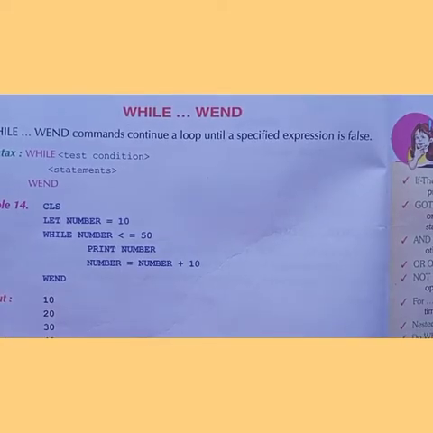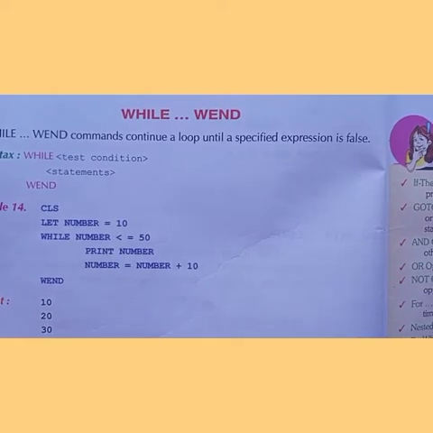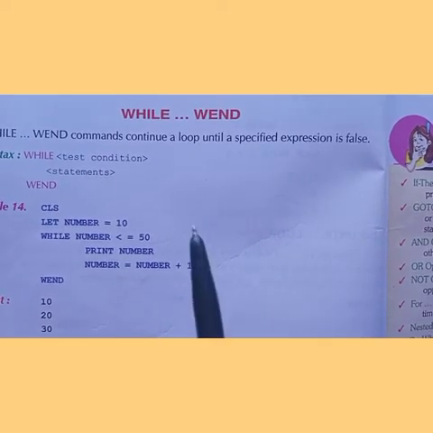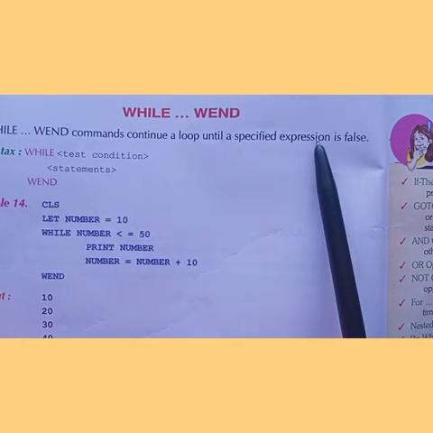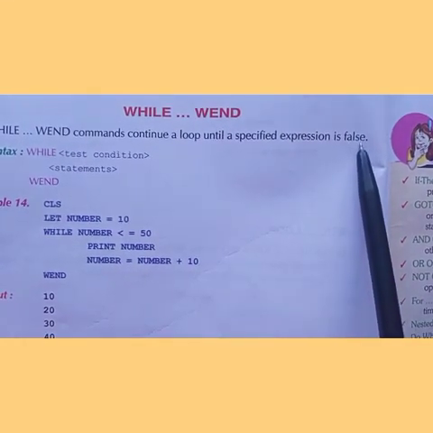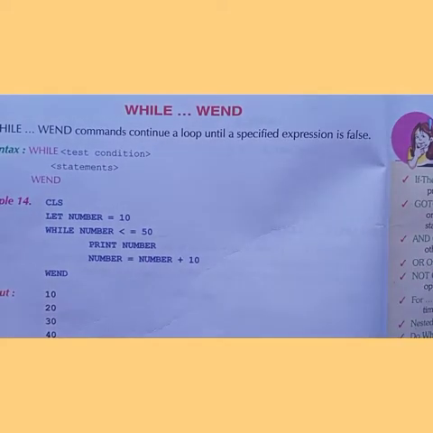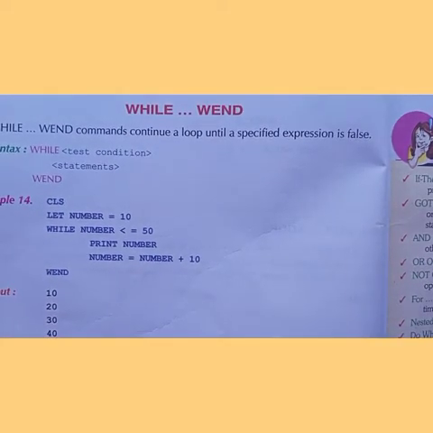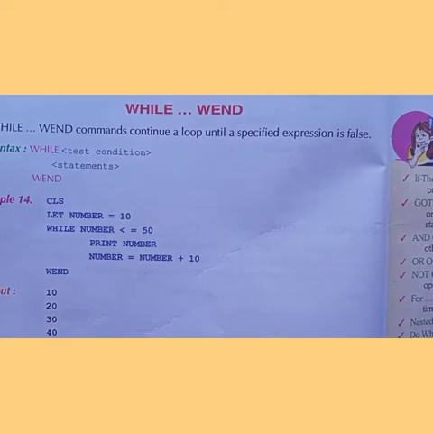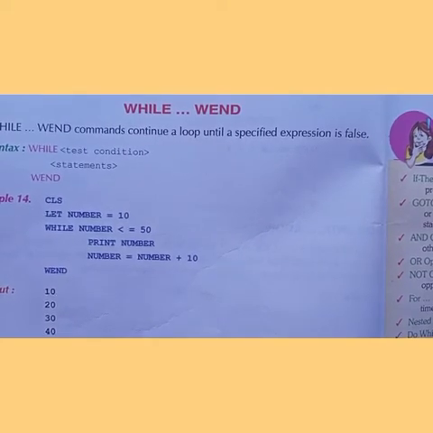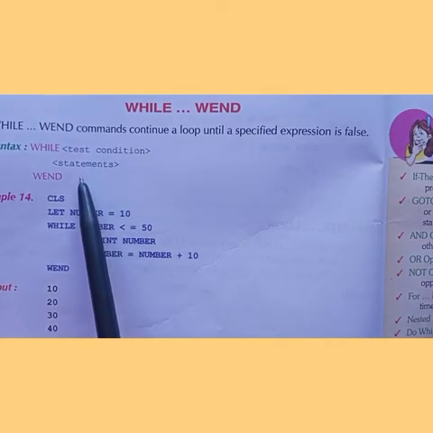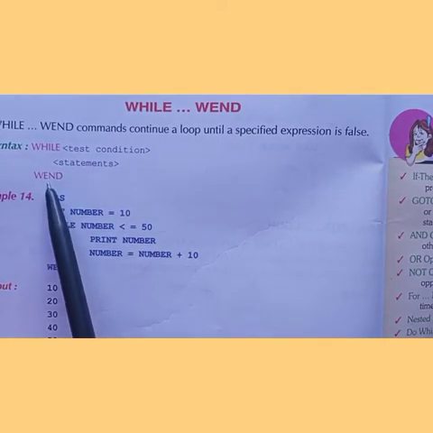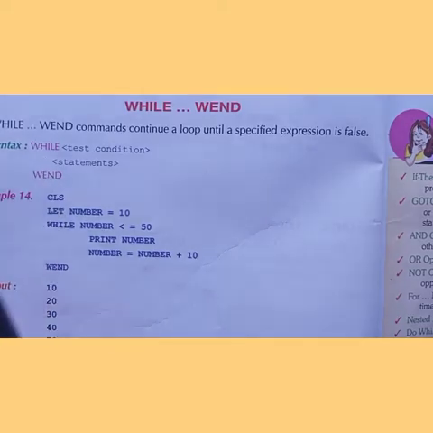The next loop is the while wend loop. This while wend loop also continues until the expression is false. So you can make use of any of the loops that are given in the chapters according to the required conditions. Now what is the syntax for while wend? We have to write while, we have to give the test condition, we have to give the statement, and then we have to write wend to repeat this.